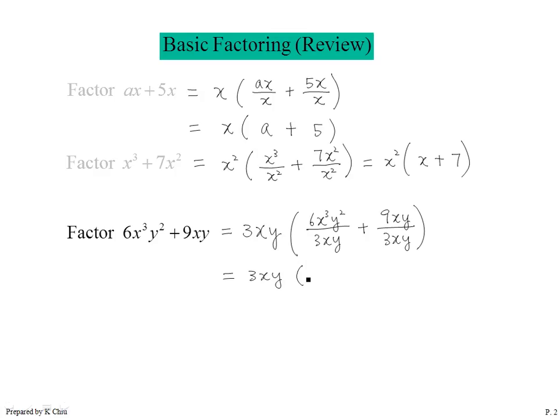In the first term, 6 divided by 3, what would that be? 2. X cubed divided by x, what would that be? X squared. Y squared divided by y, what would that be? What is y squared divided by y? Y. That's it. Plus 9 divided by 3. I have 3. X divided by x.